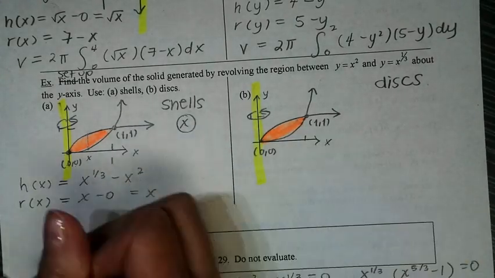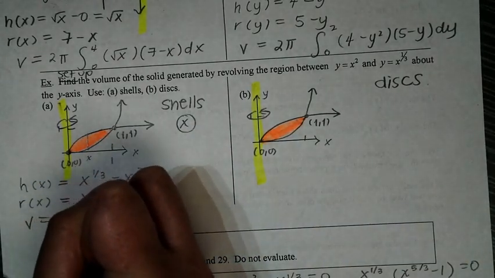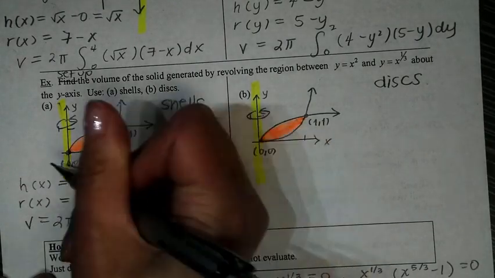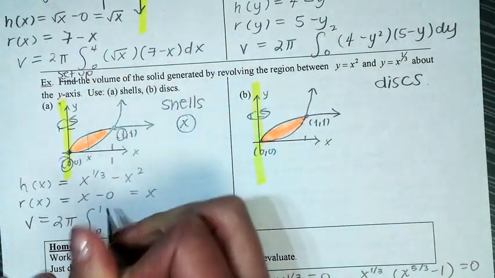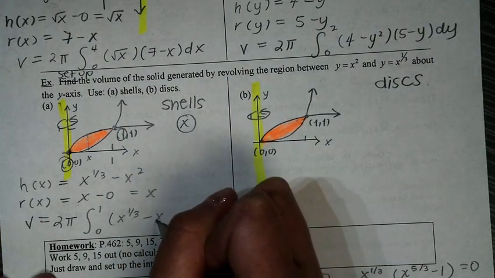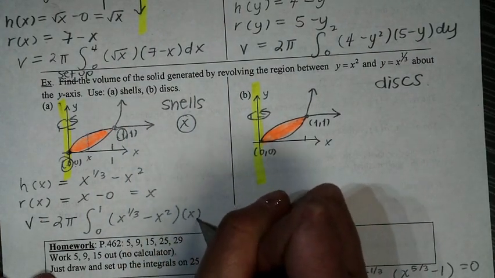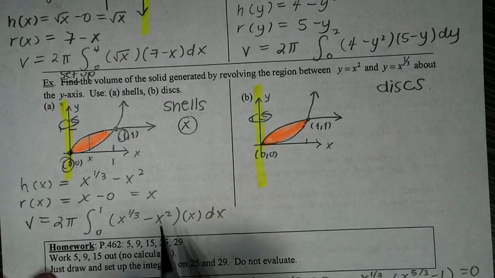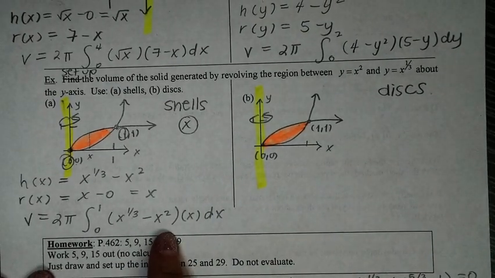Then your volume is going to be 2 pi, the integral from 0 to 1, specifically this 0 and this 1, of x to the power of 1/3 minus x squared, times x dx. So you have that for shells.